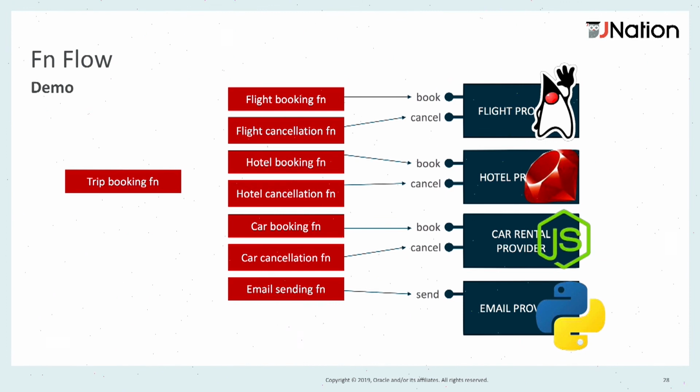To illustrate that, the canonical trip booking scenario where we want to book a travel. That means that we want to book a flight, a hotel, and a car. And finally, at the end, we also want to send a confirmation to the user with all the details. So what I'm going to use here is the trip booking function, which is written in Java using the FN Flow API, and basically it will compose together multiple backend functions, one written in Java, another one written in Ruby, and so on, to book the trip that we want.